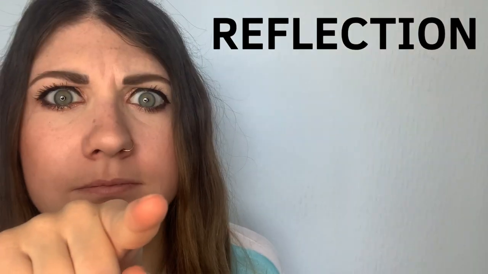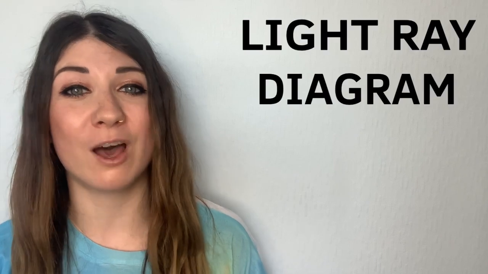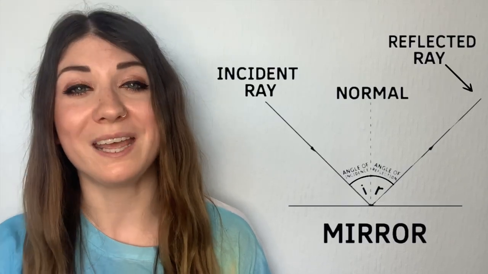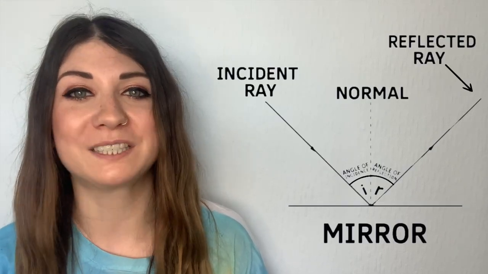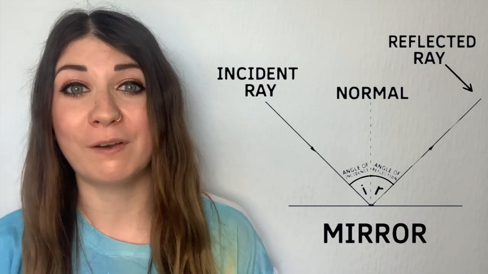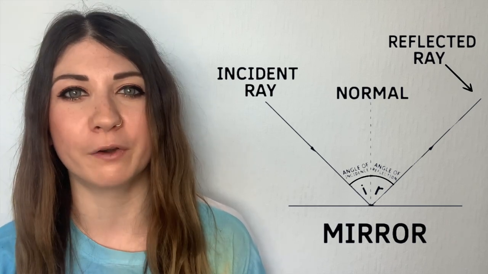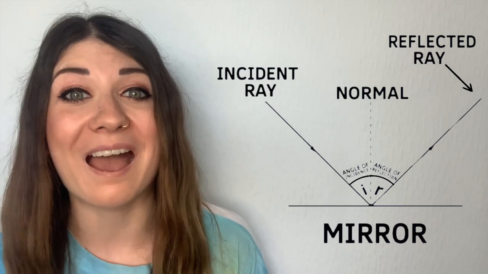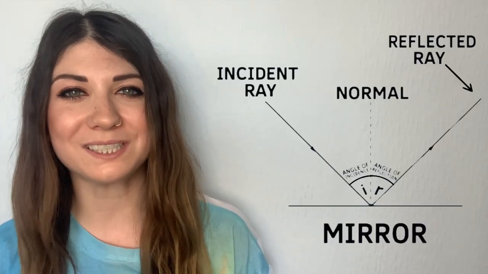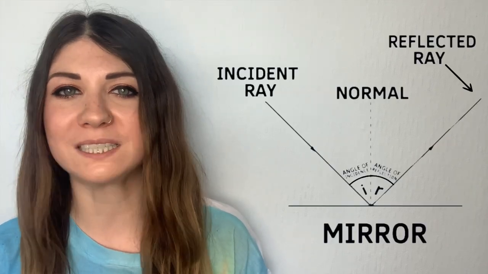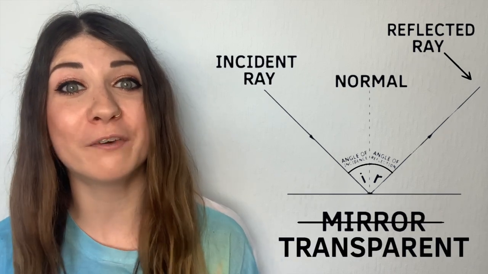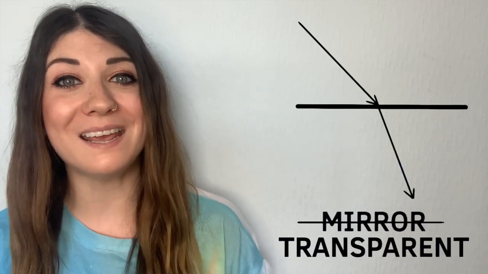If you've watched my reflection episode, then you should remember my light ray diagram. This shows an incident light ray hitting a reflective surface and producing a reflected light ray bouncing off the material at the exact same angle. However, if we take this diagram and we replace the reflective surface with a transparent material, refraction will happen instead.